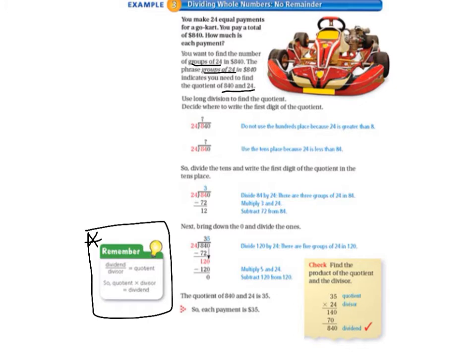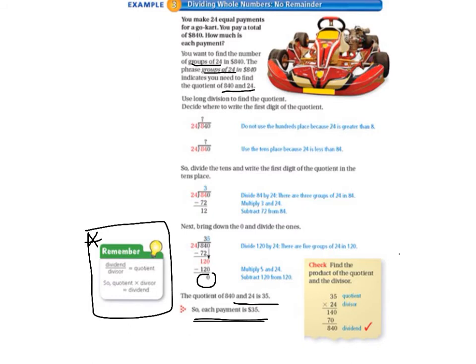Next, we bring down the 0. So we've got our 12 that was left over with a 0 on the end is 120. We're not done. We have to keep going. And 24 goes into 120 5 times. So multiply 5 and 24, which is 120. So we subtract 120 and we come up with a remainder of 0. The quotient of 840 and 24 is 35. So each payment is $35.